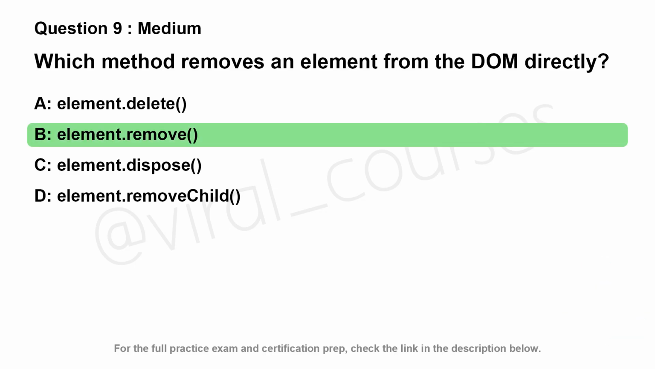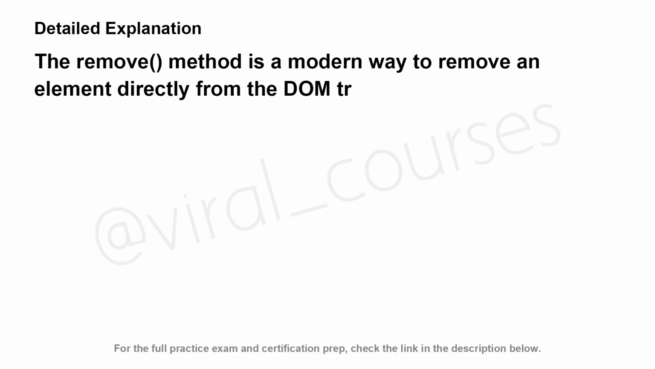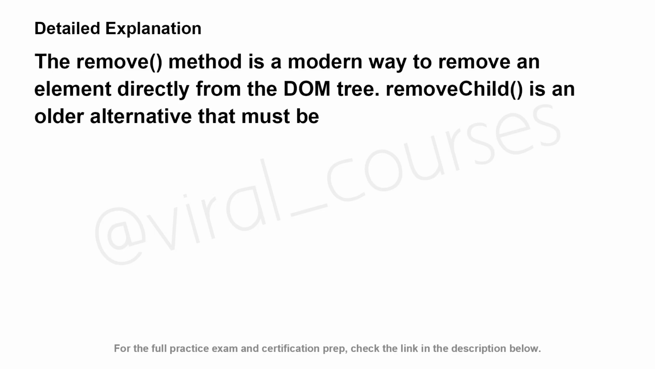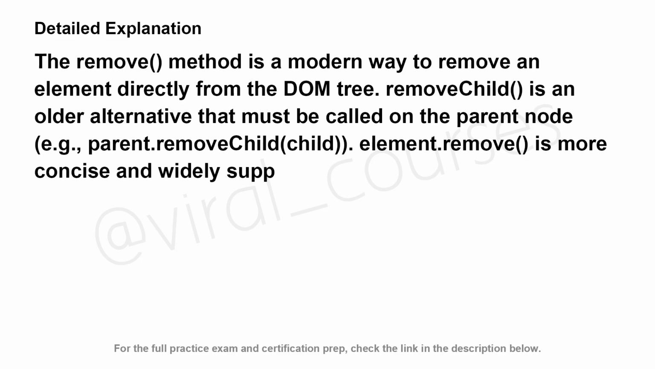The correct answer is B. The remove method is a modern way to remove an element directly from the DOM tree. removeChild is an older alternative that must be called on the parent node, for example parent.removeChild(child). element.remove is more concise and widely supported in modern browsers.